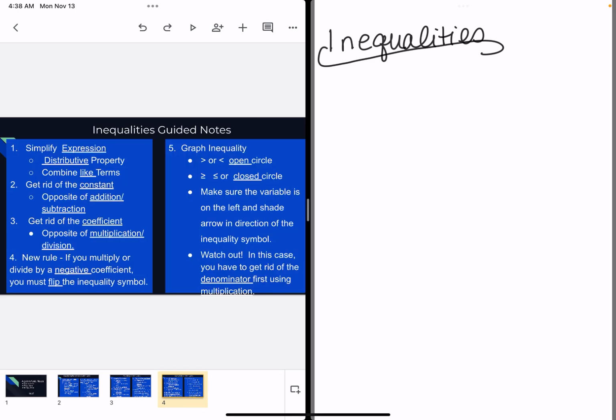So, last time we talked about equations, solving equations, and this time we're talking about solving inequalities, which is similar, but there is a new rule, and we are graphing inequalities.